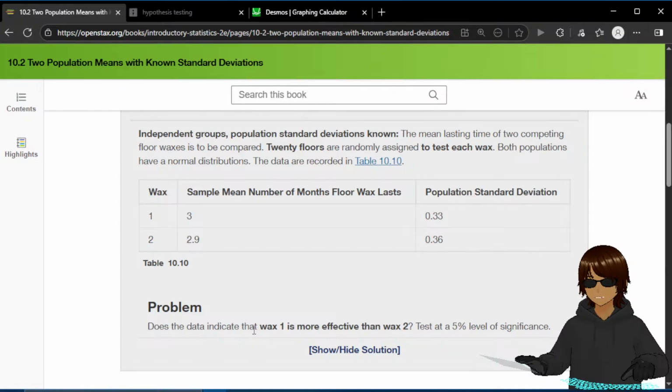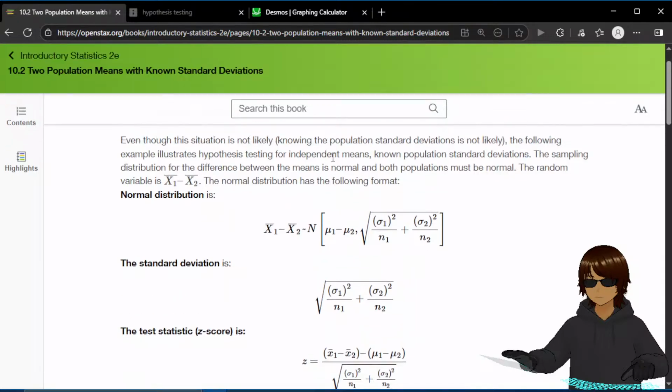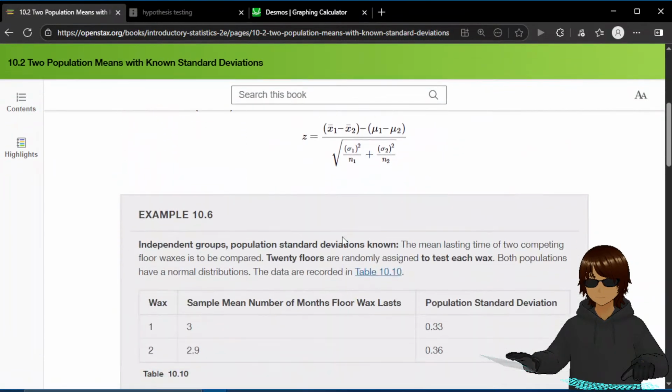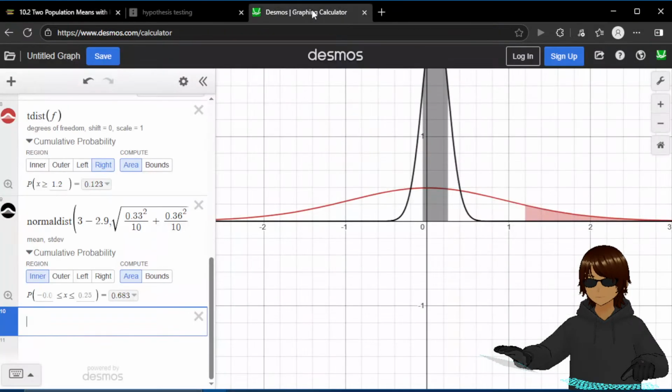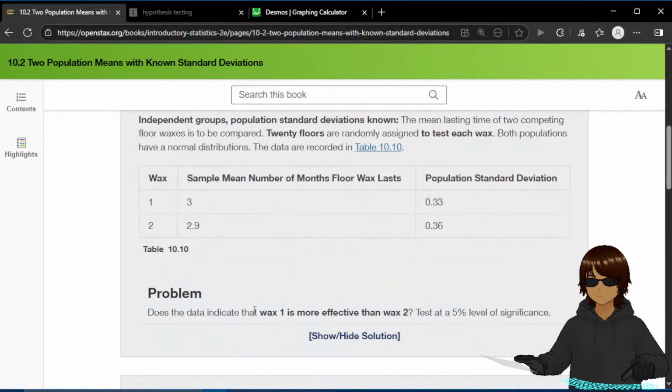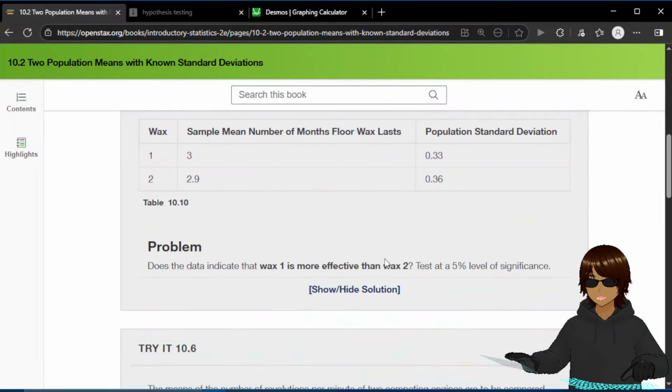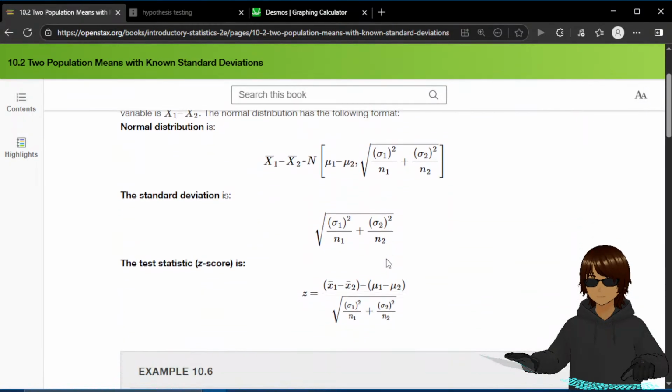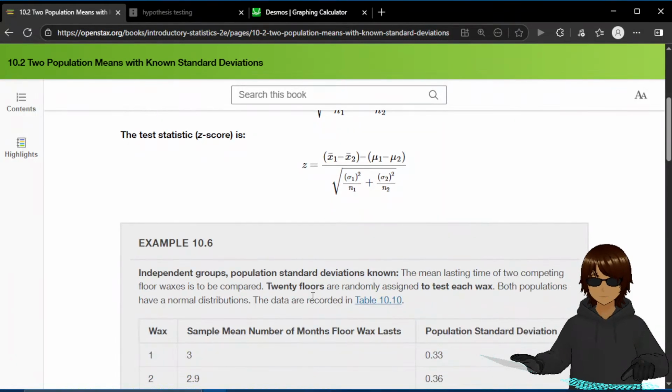Does the data indicate that wax 1 is more effective than wax 2? Sample mean 3.3 minus 2.9. That is correct. Wax 1 is more effective than wax 2. Do I have to get the z-score? Like what am I trying to calculate?